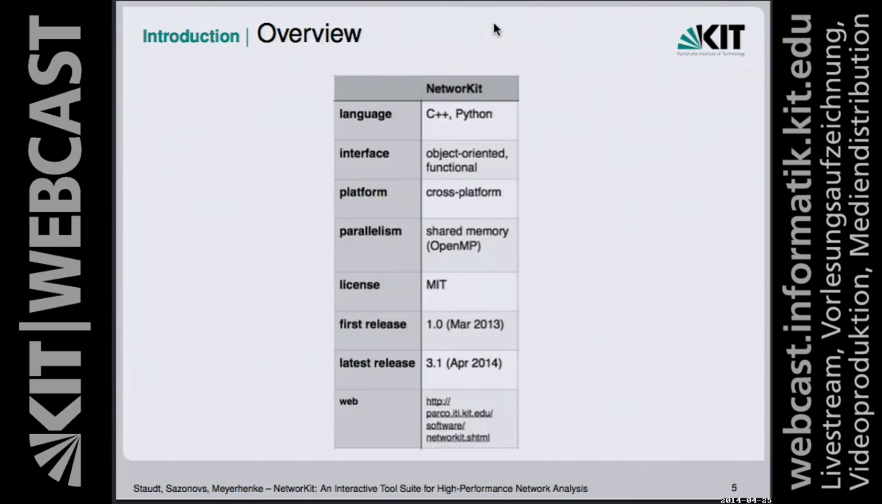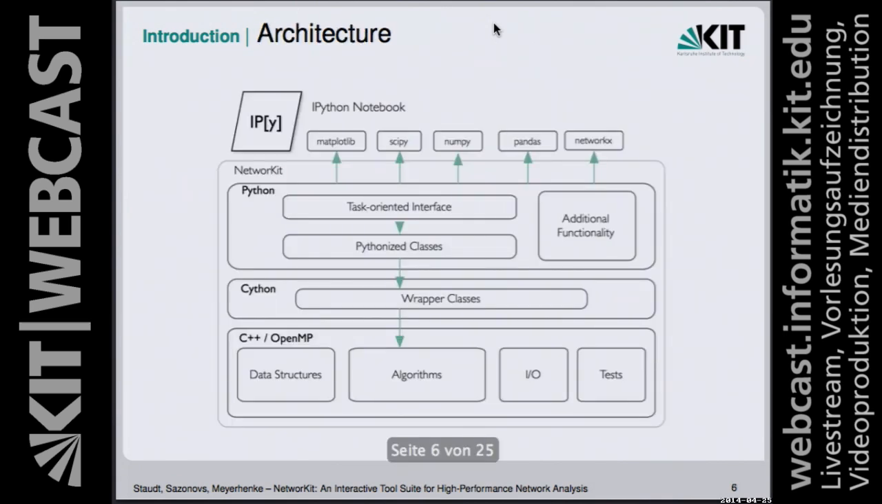So this is NetworKit in a nutshell, a hybrid implementation of C++ and Python. Parallelism implemented using OpenMP, licensed quite liberally under the MIT license. And we are so far up to release 3.1, which is supposed to come out today, hopefully. A quick look at how we built this.